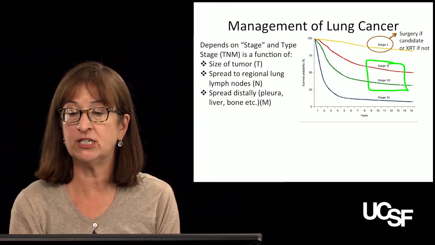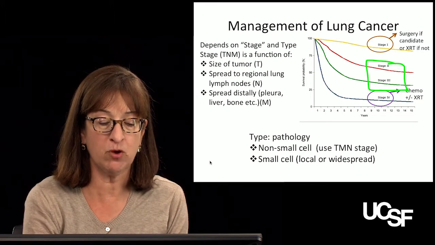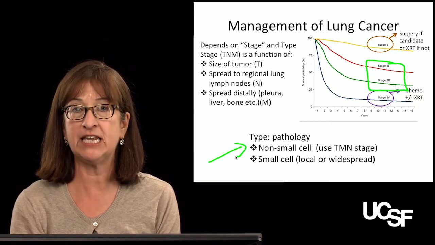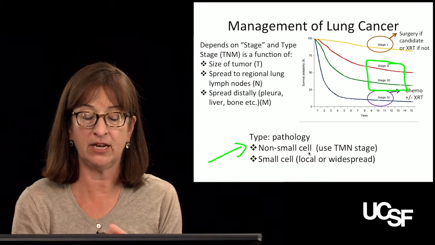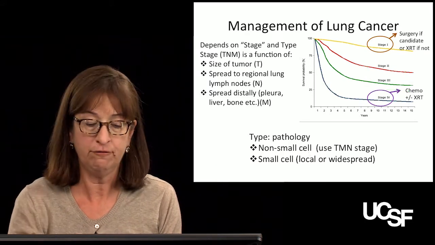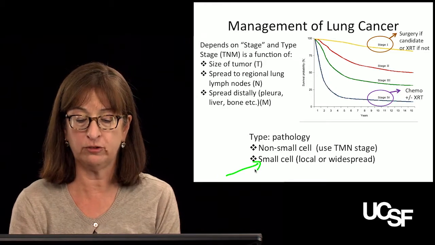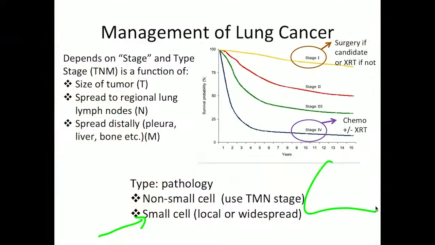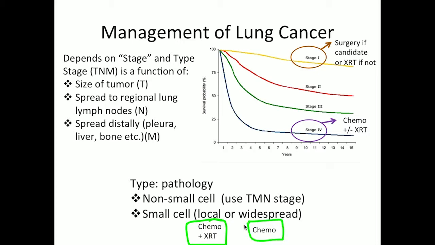Now, that's the staging system for non-small cell lung cancer, this TNM stage. So that's squamous cell and adenocarcinoma. For small cell lung cancer, we don't use that. We just determine whether it's local. Here's a cartoon of a chest: whether it's local, meaning contained in one chest, or whether it's widespread. If it's local, we would use chemo plus XRT, but if it's widespread, we would use chemo alone.